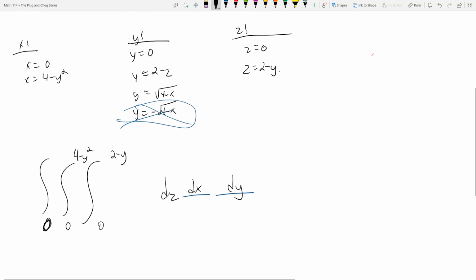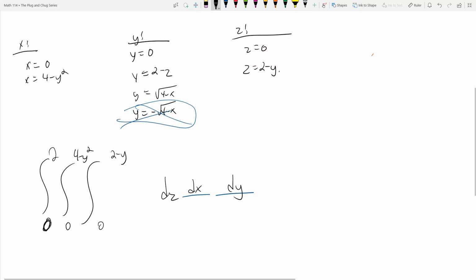And what's the largest value y can be? Well, if we look at these guys right here, it looks like y can take on the value of 2 when z is 0, right? So here, if z is 0, then y is 2. And here, if x is 0, it looks like y is 2 as well. So the largest value y can take on is going to be 2.